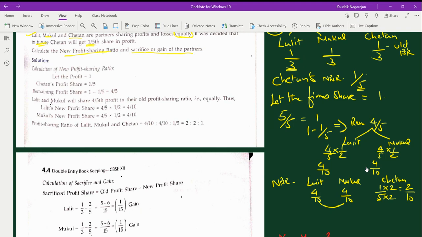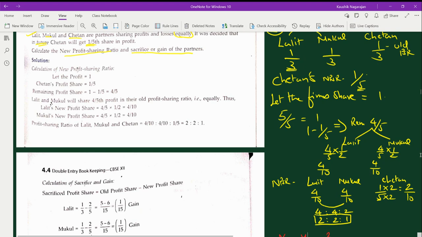So now when I substitute the value of Lalit, Mukul and Chetan, it will be 4 is to 4 is to 2. This can be further simplified as 2 is to 2 is to 1. So the NPSR of the partners Lalit, Mukul and Chetan will be 2 is to 2 is to 1. Now we have only derived the NPSR. We are still yet to calculate the sacrifice or gain of a partner.